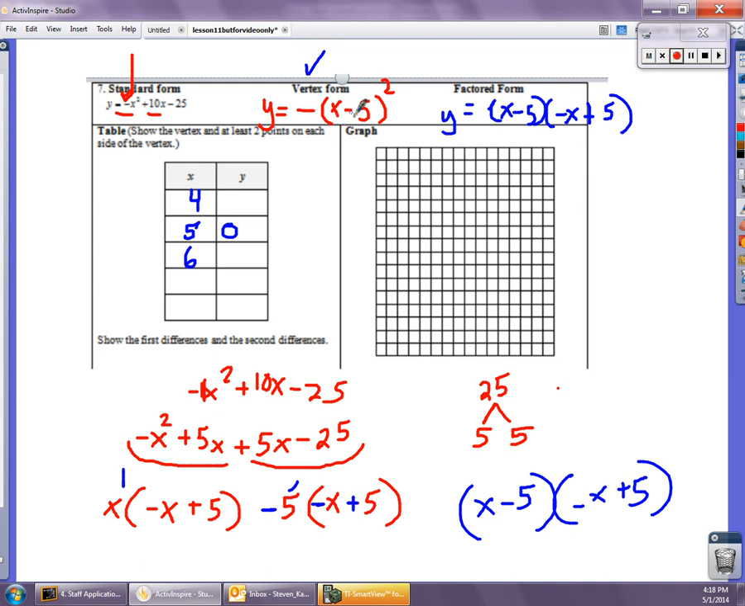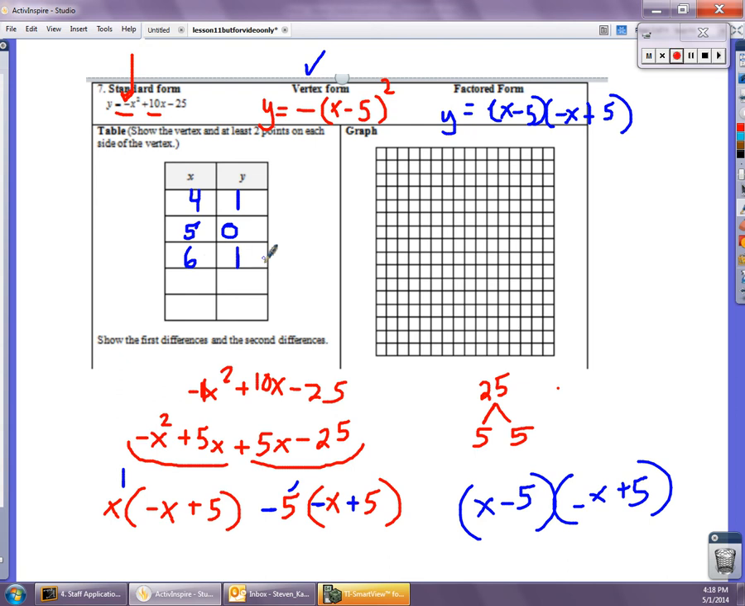4 minus 5 is negative 1. Squared is 1. And you put a negative 1 times 1, which is negative 1. Here, if I put a 6 in, 6 minus 5 is 1. 1 squared is 1. And negative 1 times 1 is also negative 1. So there are 2 points.